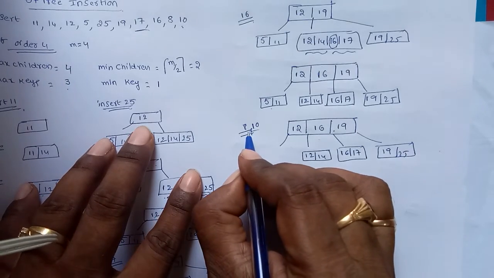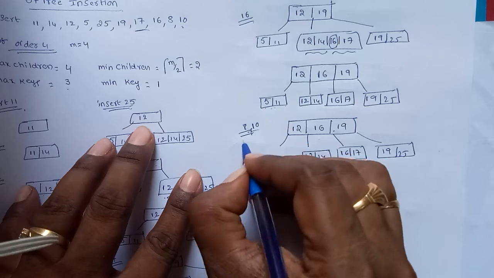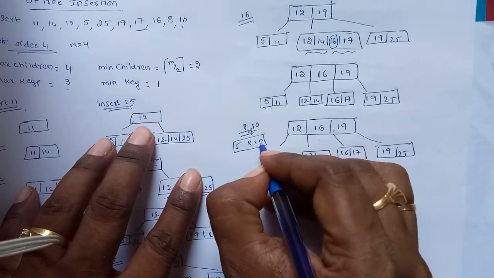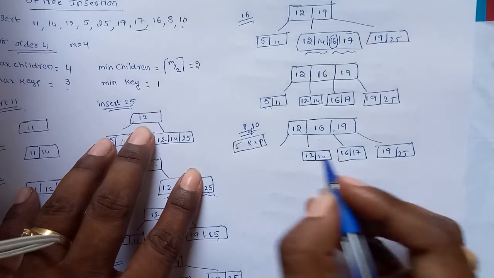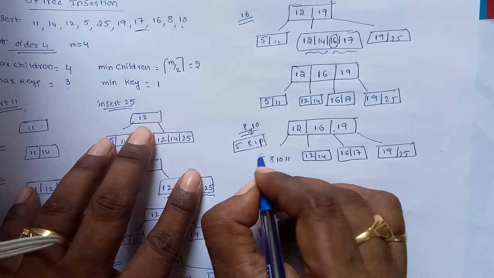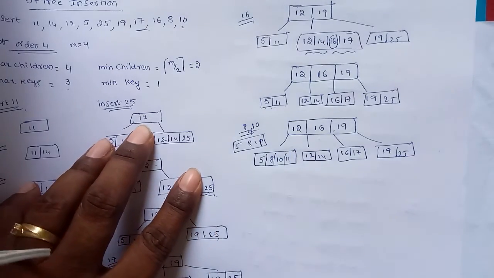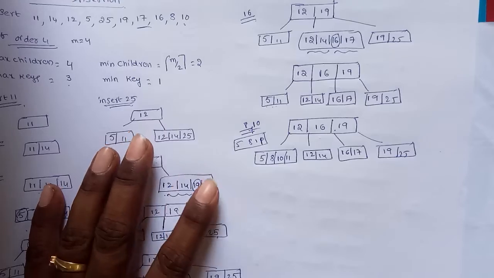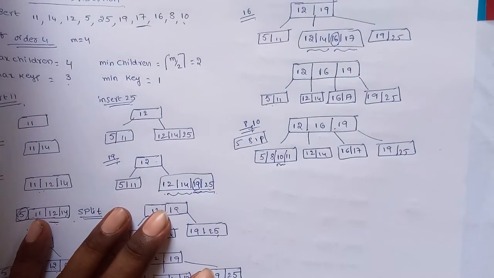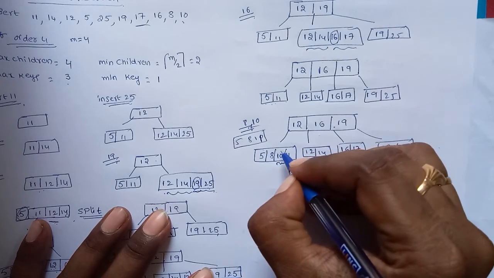After inserting 8, the node is 5, 8, 11. Sorry, 5, 8, 11. Now I am inserting 10 also. So 5, 8, 10, 11. This is the node. I am inserting both 8 and 10. Now check. Perform split operation. By performing split operation, what happens?